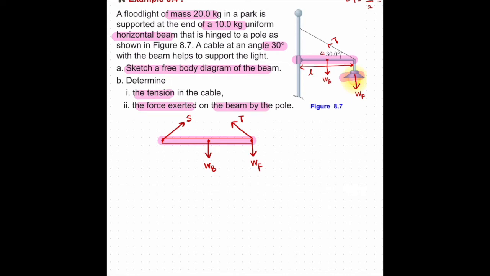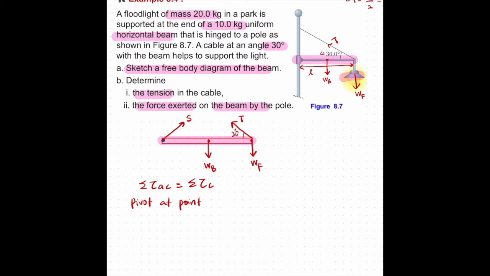Next, determine the tension in the cable. Okay, to determine the tension in the cable, we have here 30 degrees. First we need to find the pivot point, because we need to use the second condition, which is total torque ACW equal to total torque CW. Whenever we use torque, we need to find a pivot point. You can label and choose any point to be the pivot point.